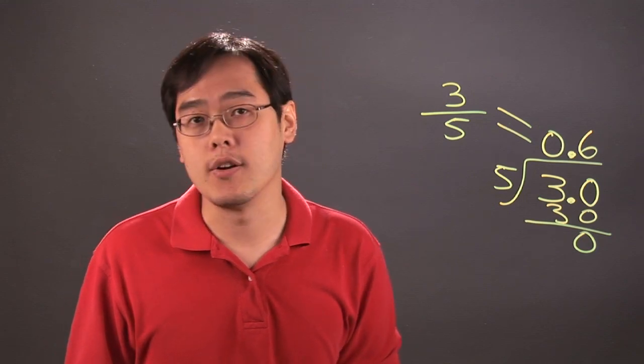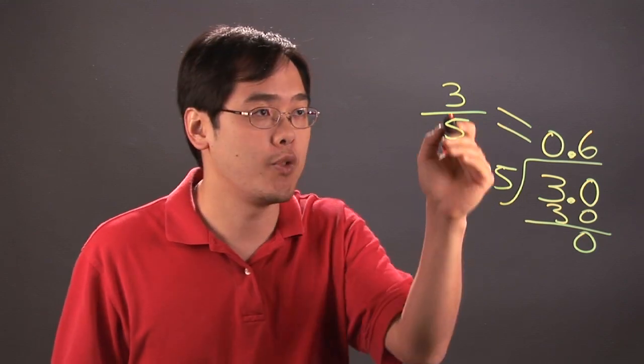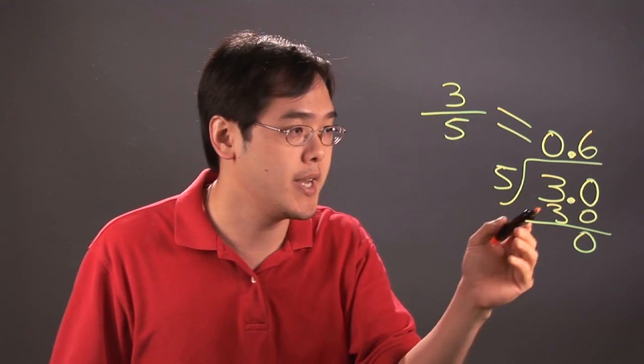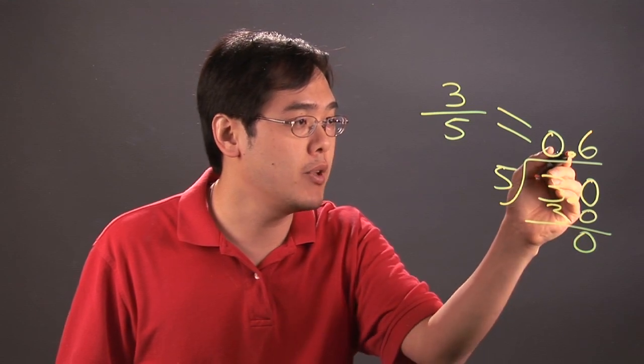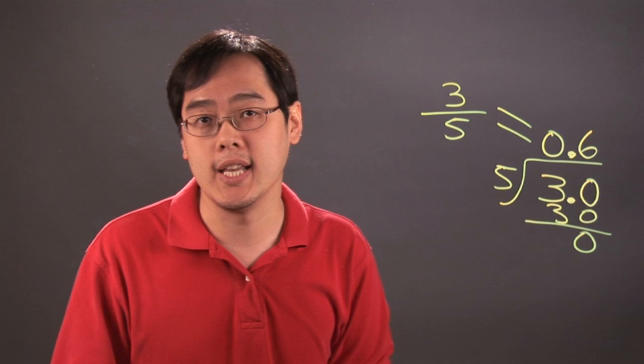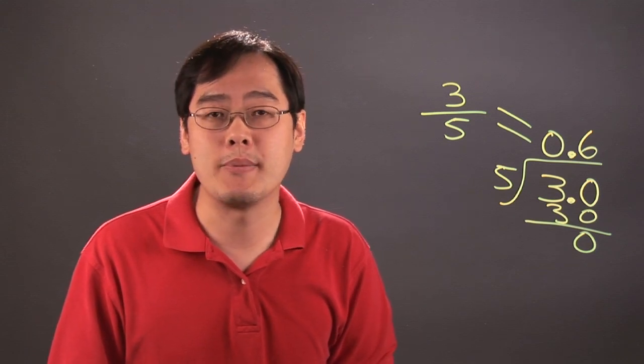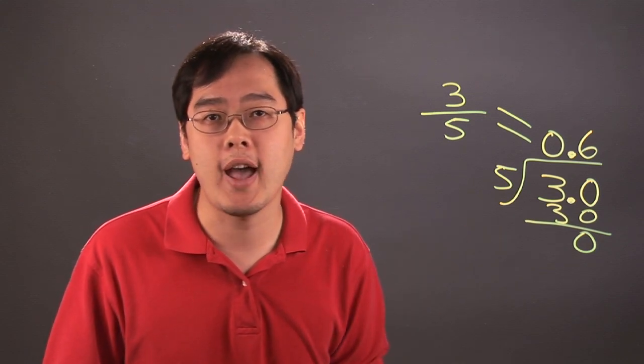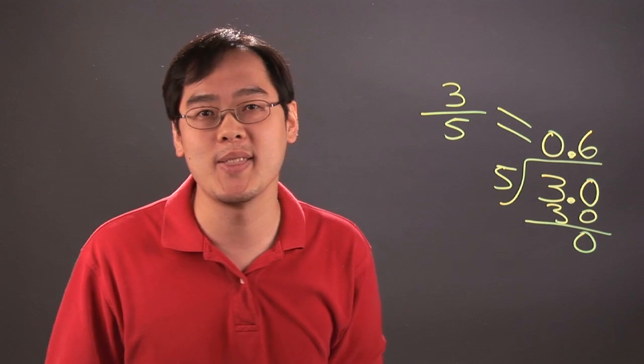So the bottom line here is, when it comes to dividing fractions where the numerator is smaller than the denominator, you put the decimals where they belong, and then you add the number of zeros that you need until you divide evenly, if possible. So I'm Jimmy Chang, and that's an illustration of how to divide fractions when the numerator is smaller than the denominator.